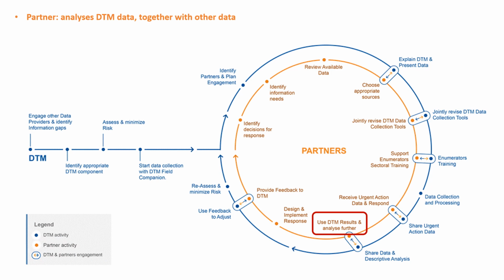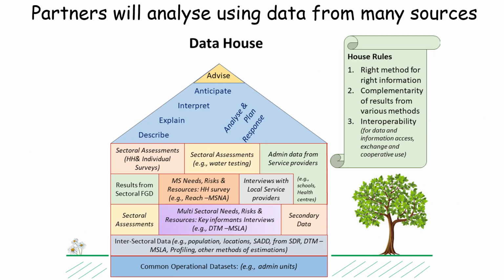At this point, partners will have to analyze the DTM data. Partners will use a variety of data for their analysis and response. DTM data as well as other data from other sources, including sectoral assessments, situation monitoring, qualitative focus group discussions, and secondary data. Partners should analyze all the useful data from all sources and methods to be able to respond based on evidence, as no source or method alone can provide the whole picture.